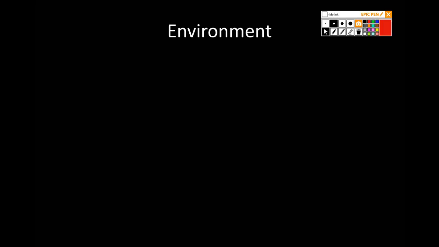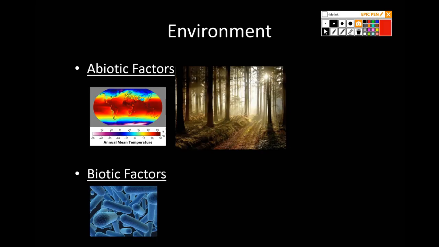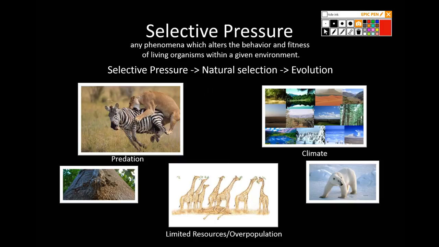I've been talking a lot about environment, but what does environment really refer to? Environment is really the surrounding or the conditions in which an organism lives. It includes abiotic factors, which are non-living components, such as temperature, climate, light, and more. It also includes the biotic factors, which are the living components, such as disease, animals, and all living things really in the area. We refer to abiotic and biotic factors that cause natural selection to make selections as selective pressure. Selective pressure is any phenomenon which alters the behavior and fitness of living organisms within a given environment. It's essentially the biotic and abiotic factors in the environment that affect how well an organism is able to survive. It's related to natural selection in the form that selective pressure drives natural selection, which drives evolution.